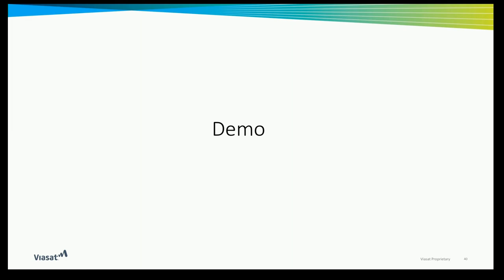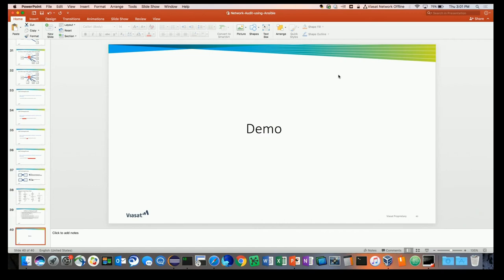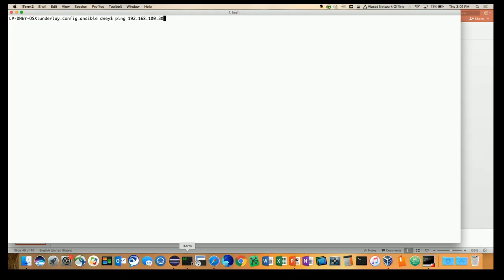So I can do a quick demo. I have an Olive Juniper virtual machine running, and I'll just run the audit against it.